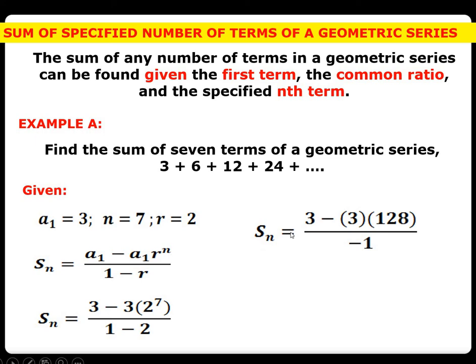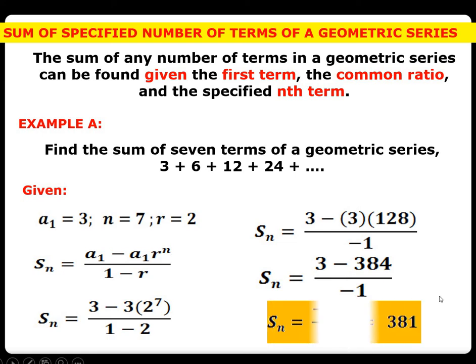Simplify further, s sub n is 3 minus 3 times 128. That comes from 2 raised to 7 times 3, and that is 128. Then 1 minus 2 is negative 1. Again, continue simple manipulation. So we have s sub n equals 3 minus 384, from the product of 3 and 128, over negative 1. Simplify further. S sub n is equal to negative 381 over negative 1, or simply 381.